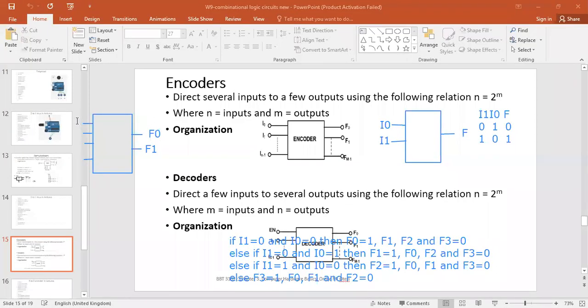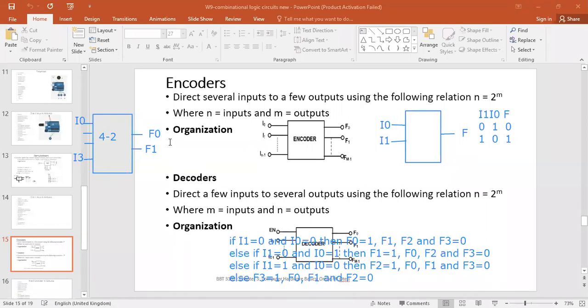And the inputs will be I0 all the way to I3. That's what we have for the 4 to 2. So we just simply call it a 4 to 2 encoder.